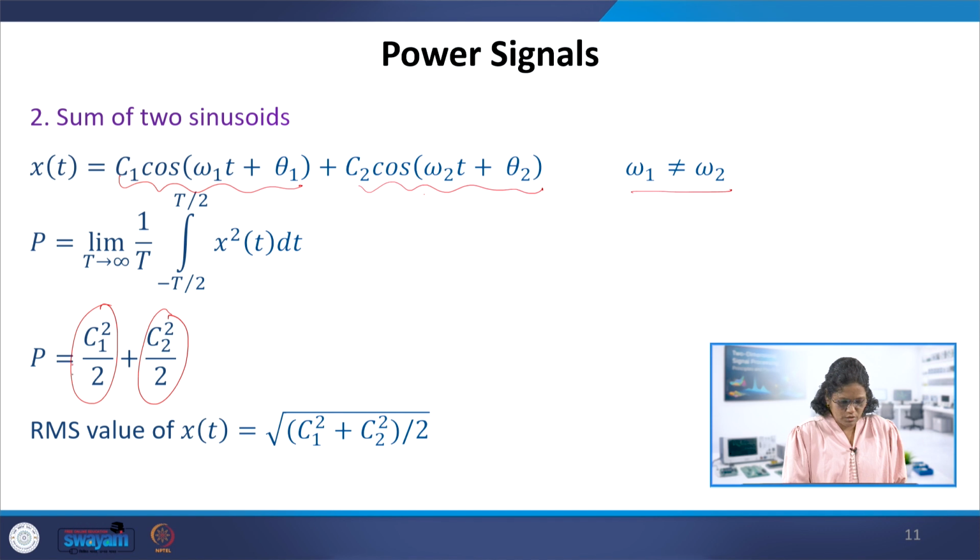Okay, so root of the whole thing, root of (C1 squared plus C2 squared) by 2. So this is the RMS value of the sum of two sinusoids. So we can find out the RMS value and also the power of this signal.